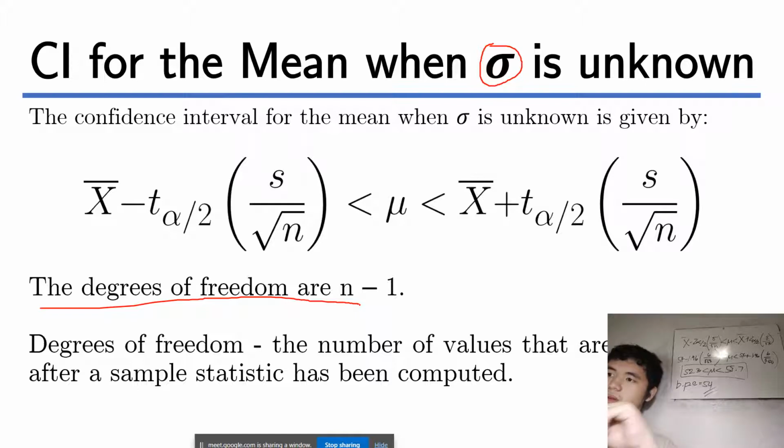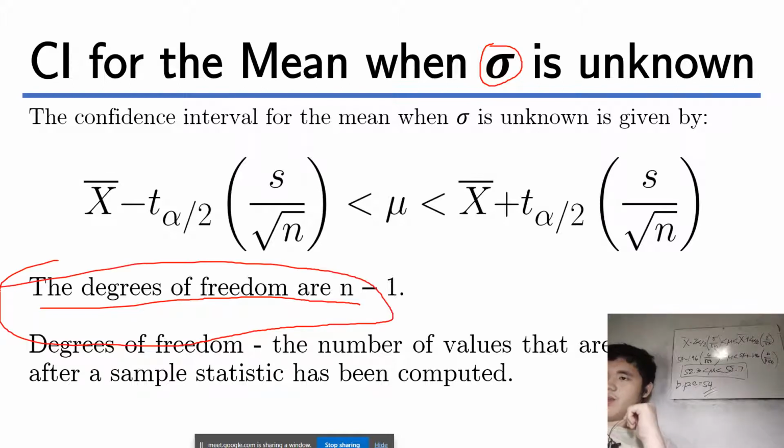O, degrees of freedom, the number of values, o, din importante yan. Basta, ito. Always remember that. Tapos yung formula, the same thing. Ang pinagkaiba lang, T alpha over 2 and S. Standard deviation. No? Sample standard deviation.